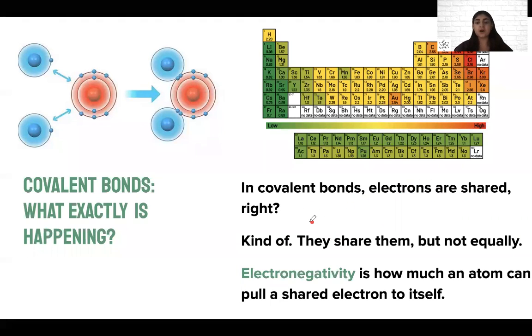So electrons are shared in covalent bonds. That is what's happening, we can see here, but they're not shared equally. So what does that mean?